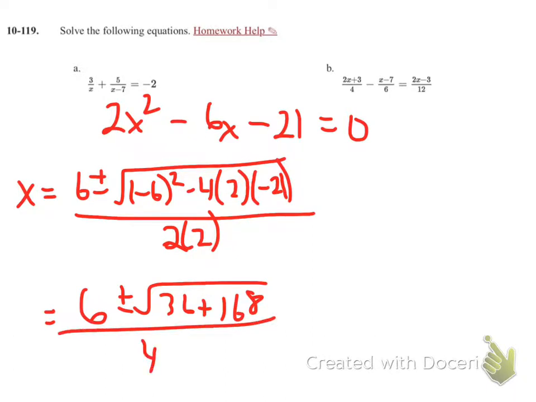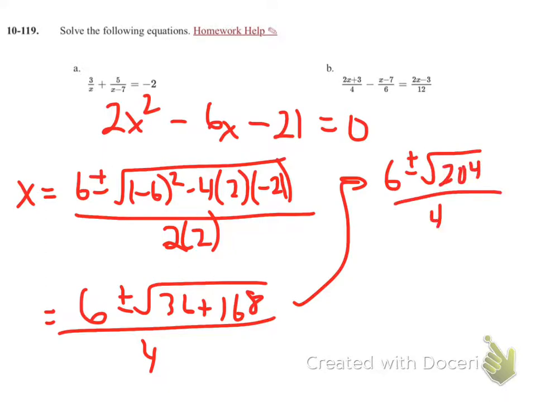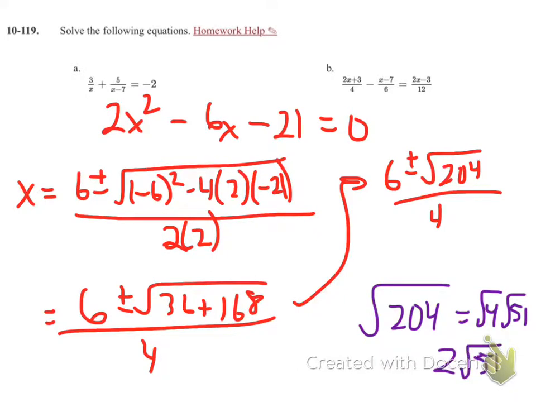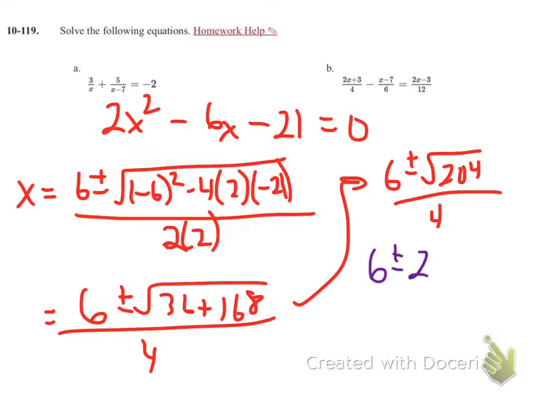all over 4. Again, simplifying underneath the radical symbol, I'm going to get 6 plus or minus the square root of 204 all over 4. 204, if I look at that as a little side problem here, square root of 204 is square root of 4 times the square root of 51. So I'm going to reduce that radical. It is 2 square roots of 51. So now I'm going to have 6 plus or minus 2 square roots of 51 all over 4.